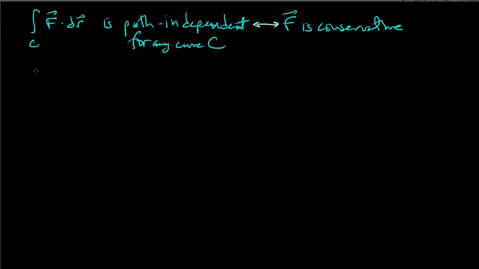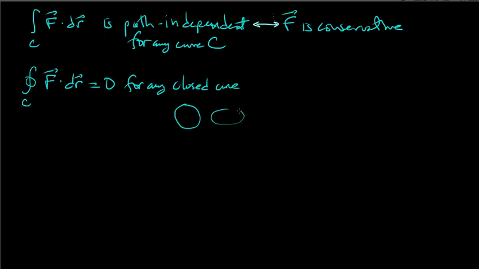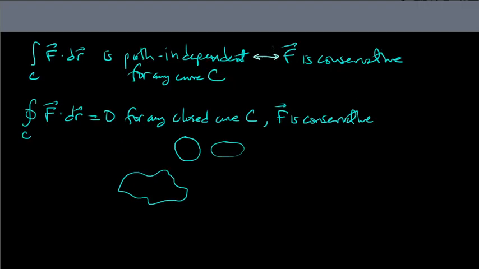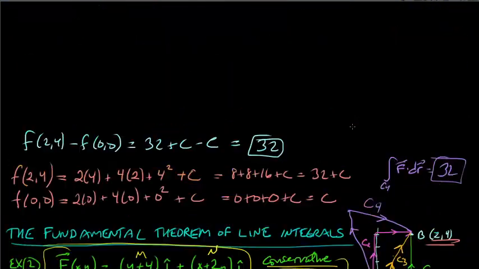And the other statement I made is if you're going along a closed path, then the line integral will be 0 for any closed curve C. So that could be a circle. A circle is a closed curve, or an ellipse, or any closed curve, and f is conservative. And that's the important thing. If f is not conservative, you may not get 0. All right, so you can show this just by using the fundamental theorem of line integrals.